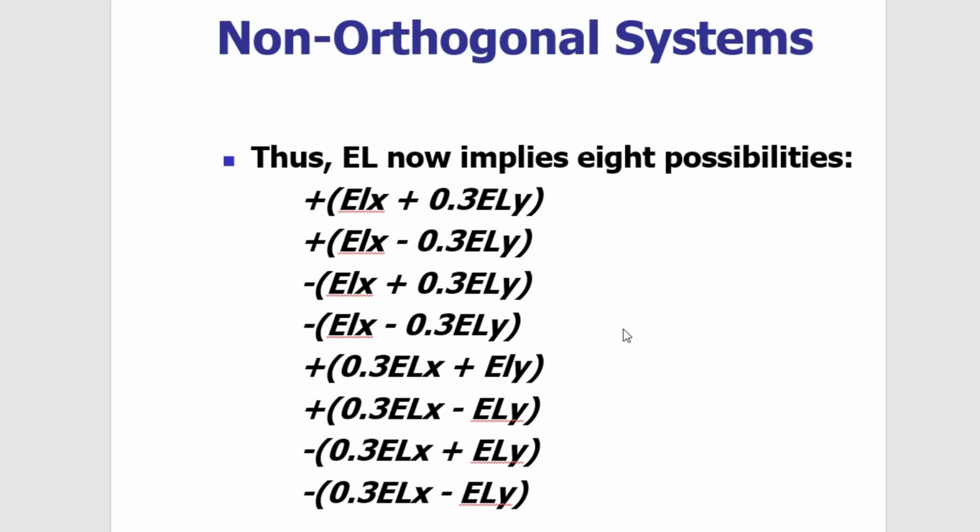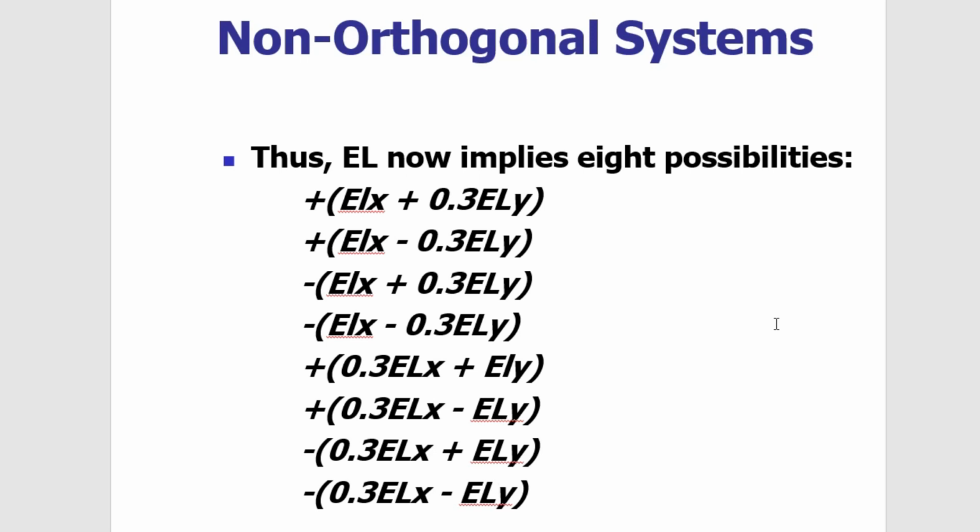So basically the earthquake case will be made up of this combination. There are 8 possibilities: earthquake along plus x plus 30% along y, then minus 30% along y, minus x plus 30% along y, minus x minus 30%. Here these are all 100% x. In the same way, vice versa, the 100% y combinations will be there.